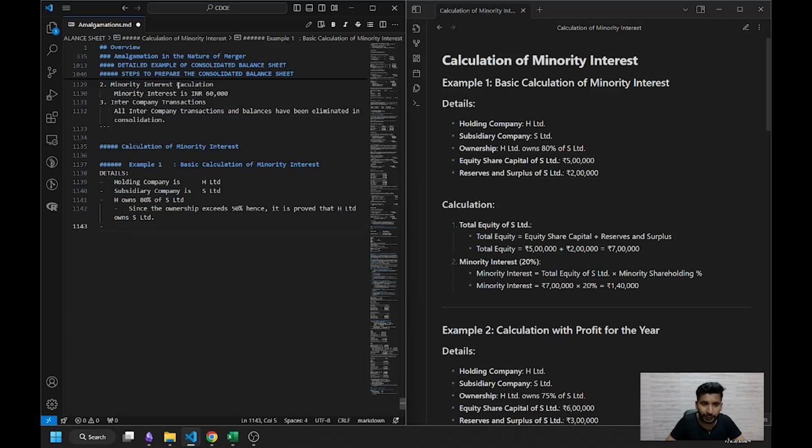After that, it is given to us that the equity share capital of S Limited is rupees 5 lakhs, and the reserves and surplus of S Limited is rupees 2 lakhs. Now we need to calculate the minority interest.